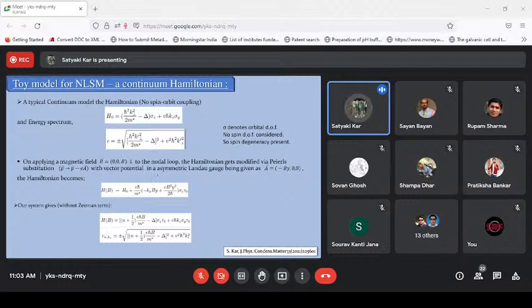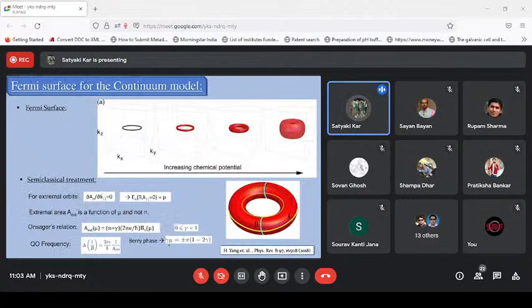Now, if you put a magnetic field there in the perpendicular direction, you have to again do the Peierls substitution, and then your Hamiltonian gets modified, and finally in the Landau level basis, this is your Hamiltonian, and that's the energy expression. Now we have to take a look at the Fermi surfaces. When my energy is 0, the Fermi surface actually falls on top of that nodal loop. So basically, this is a closed line at energy equal to 0.